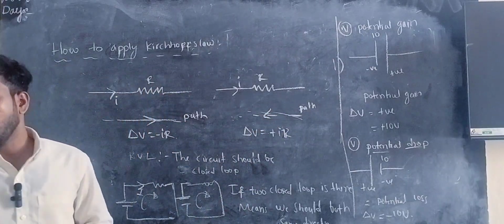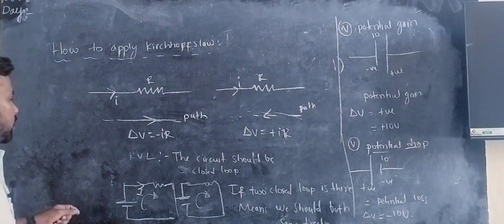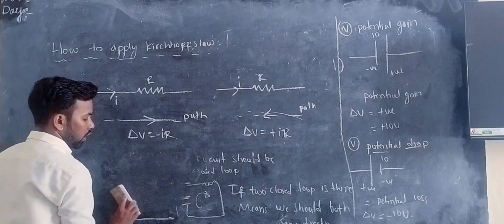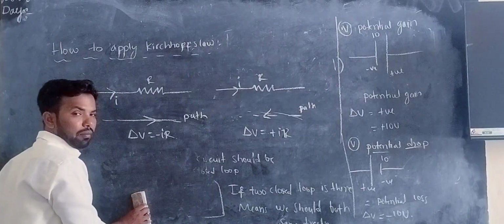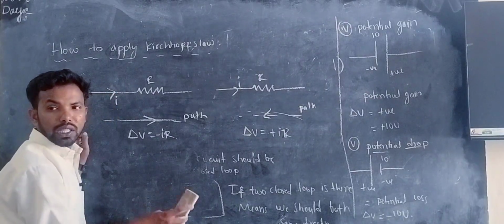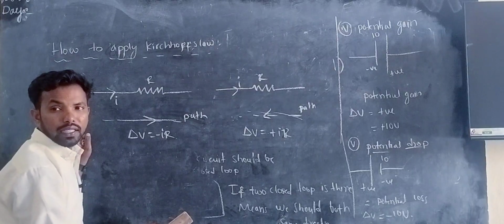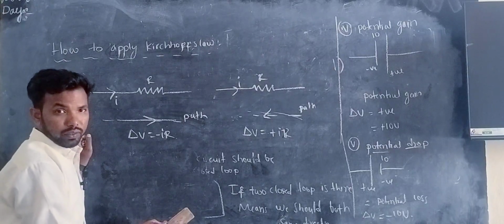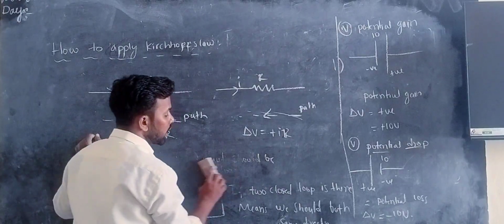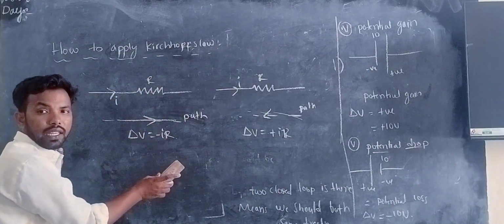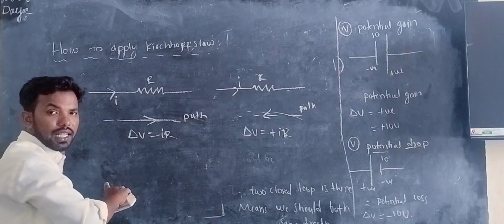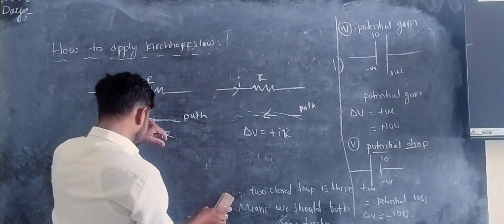Here, overall, we have to remember two things. What is that? Potential drop. Potential from negative to positive, what happens, plus or minus? Plus.